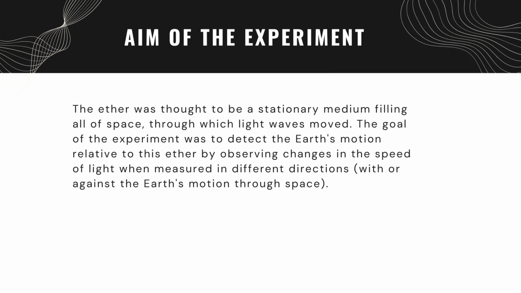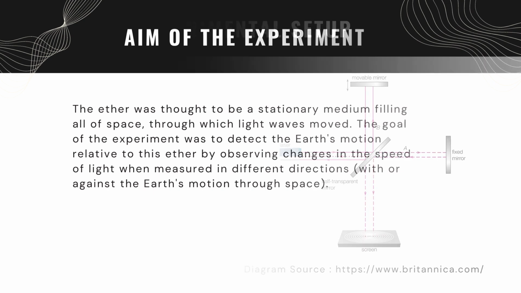Aim of the experiment. The ether was thought to be a stationary medium filling all of space, through which light waves moved. The goal of the experiment was to detect the Earth's motion relative to this ether by observing changes in the speed of light when measured in different directions, with or against the Earth's motion through space.